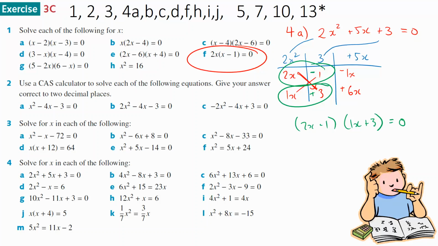See, if I expanded this, it doesn't work. If I did 2x times 1x and then 2x times 3, negative 1x times that doesn't work. How else can I factorize this? What's the other way? What's another way?